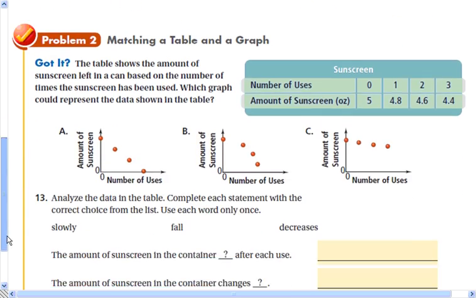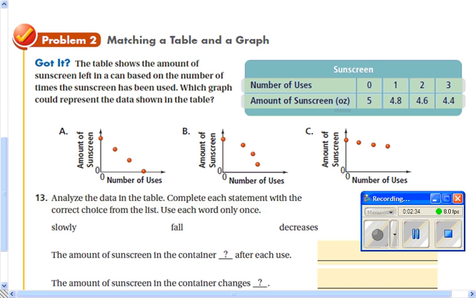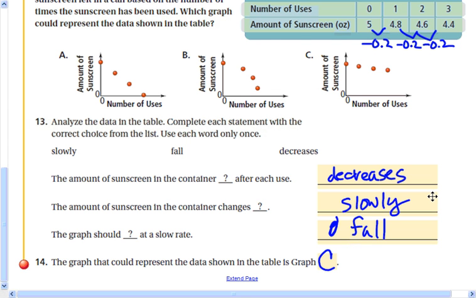So go ahead and see if you can match this table. Check back for the answers. So check out the answers. Notice we analyzed the table to figure it out, and we see that the rate is decreasing slowly, but at a constant rate. So our dots should be evenly spaced, like they are in that one. And also, we noticed that there is still some sunscreen left in the bottle after the third day. So this one here shows that there's nothing left.